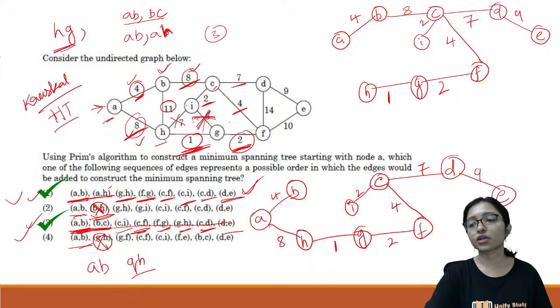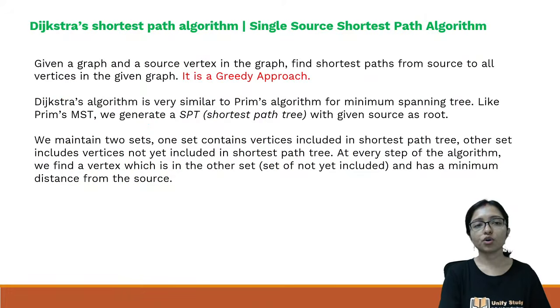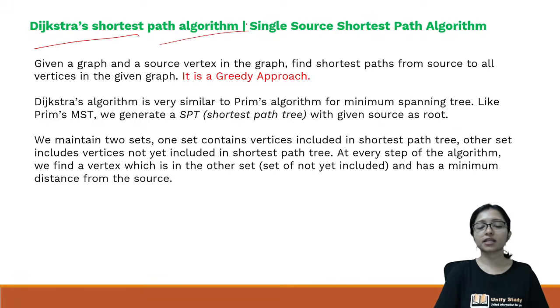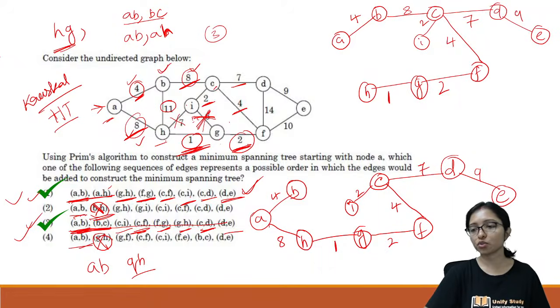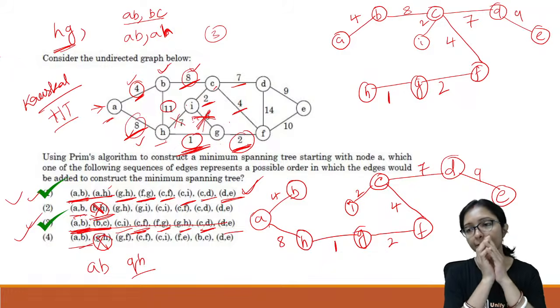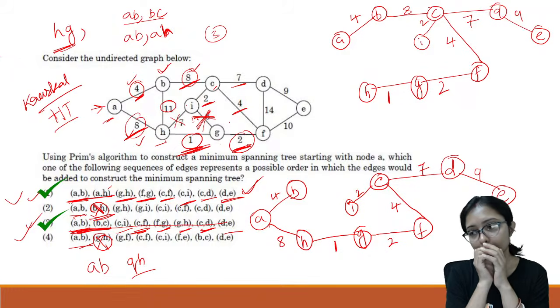Clear? Prims, Kruskals, everything is clear to everyone? I hope so. Prims and Kruskal completely clear. So tomorrow we will do the shortest path algorithm, Dijkstra and other algorithms. Shortest path algorithm we will do tomorrow. But for today, spanning tree was the target. I hope spanning tree is clear. Yes.